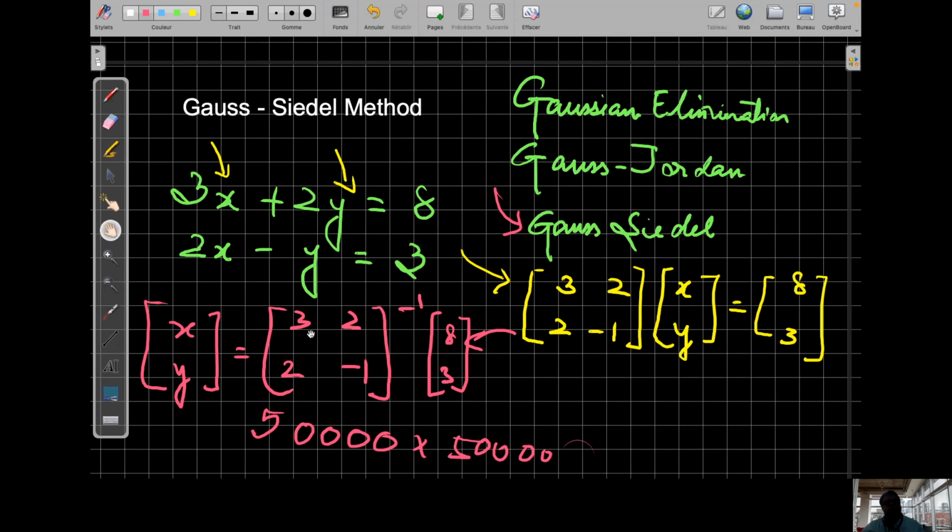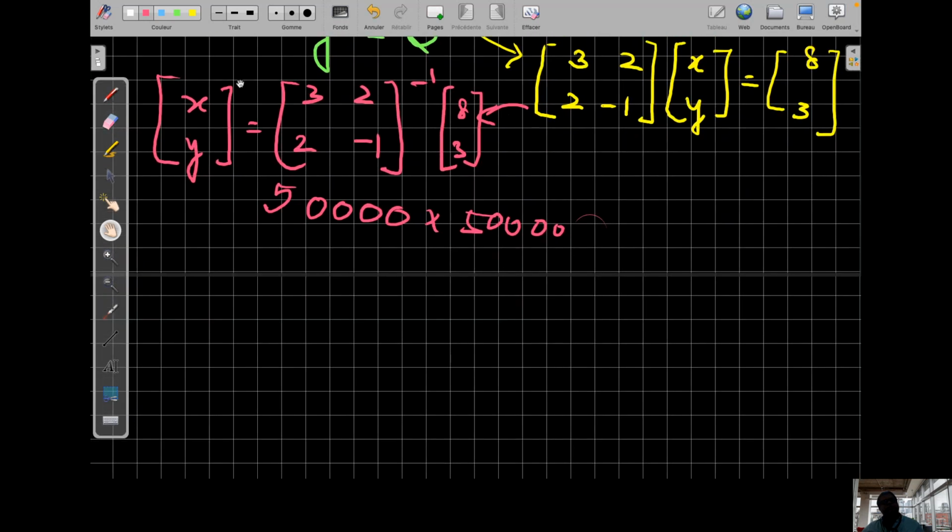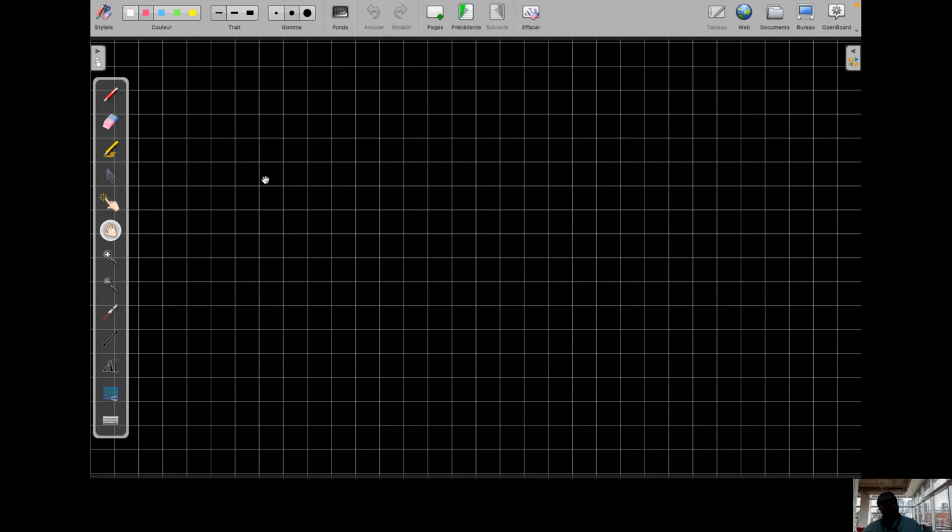So how does the Gauss-Seidel method work? We will move into how it works. So the working of this Gauss-Seidel method is what I'm concerned with. Okay, so let us first of all understand what will be given to us.